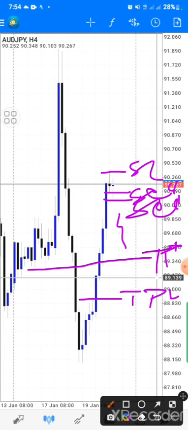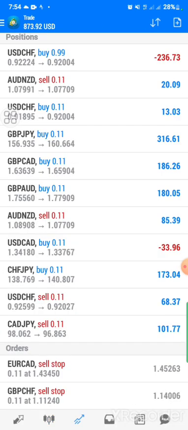Then if you want to know the direction, that's everything you need to know for now. Look for doji. Play what you need to play. Practice more, and practice. Then you become perfect in it. That's it. Thanks.